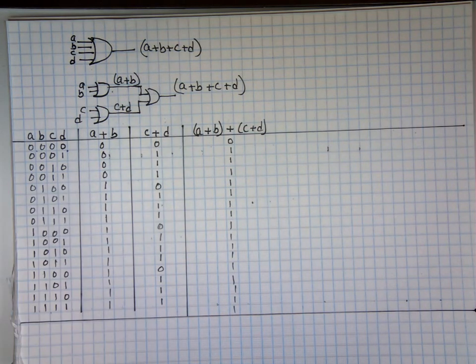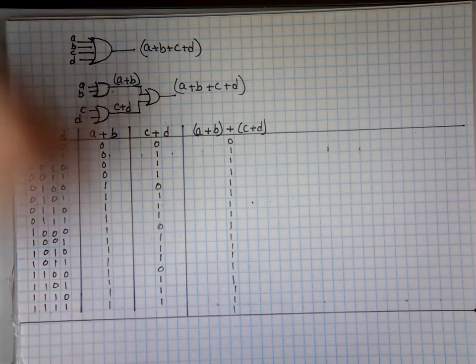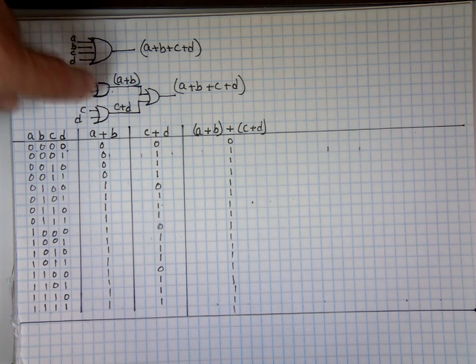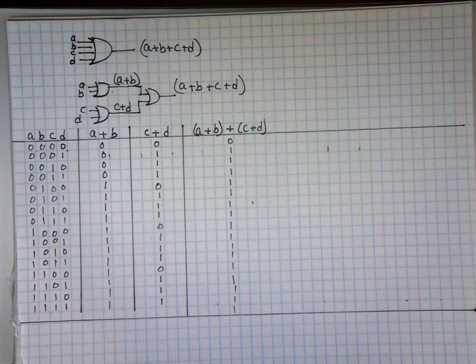And we can show you the same thing with an AND gate. You can create a 3-input AND gate by using 2-input AND gates. You can create a 4-input AND gate by using 3 2-input AND gates.